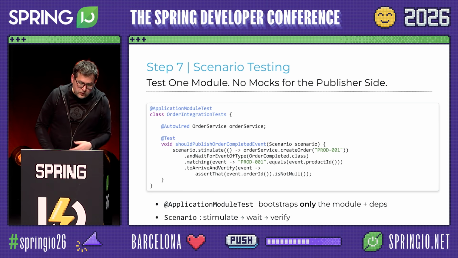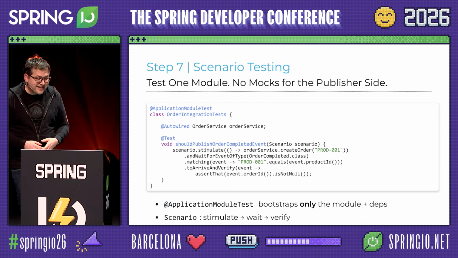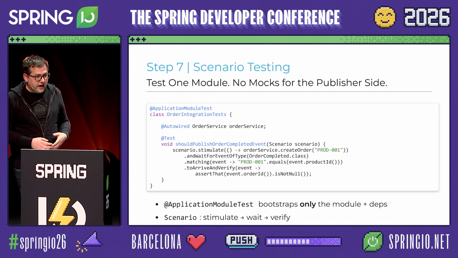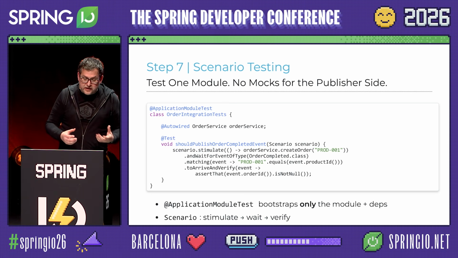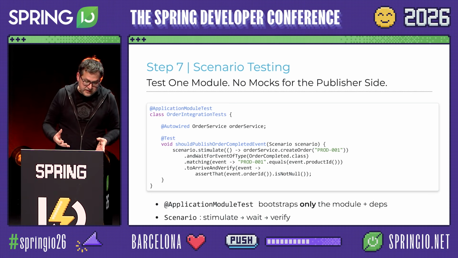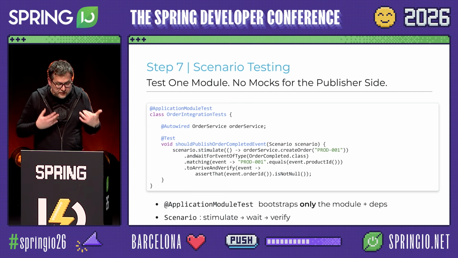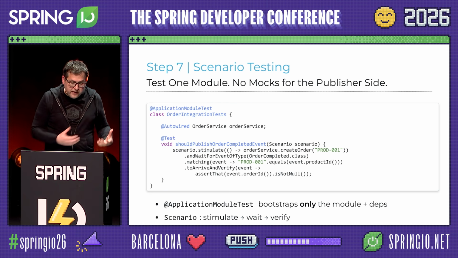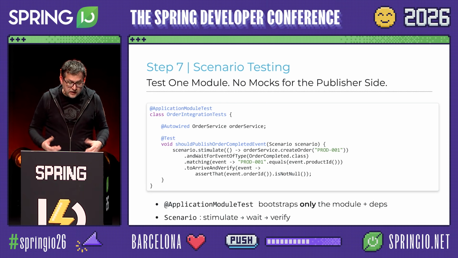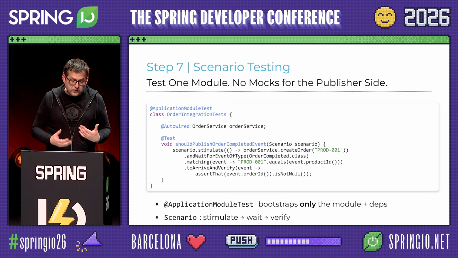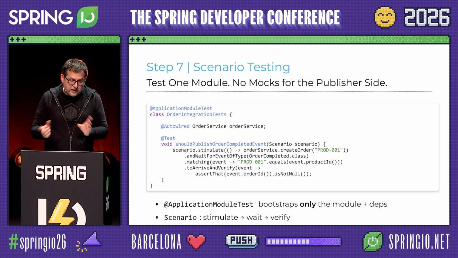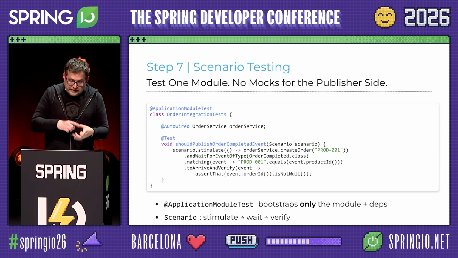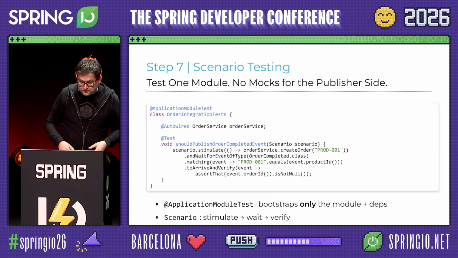Another thing which Oli also showed this morning is the scenario API for testing. And this is amazing because now we can test these kinds of events. With Awaitility underneath, we have a super nice, fluent API to describe our test, where we wait until a certain event has happened, and then we check what the values are and so on. This is super nice, and we can test this interaction between the different modules.